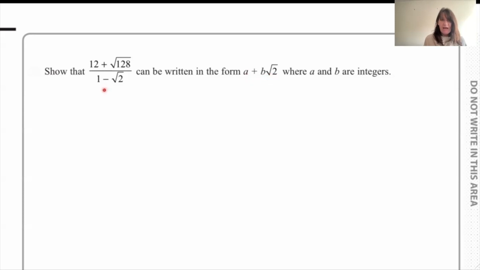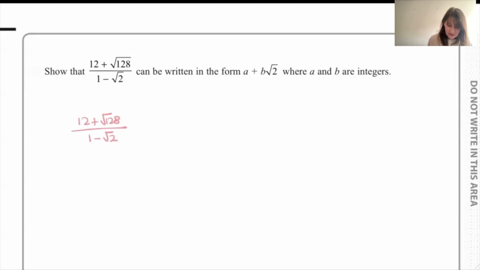So when I look over here, there are two things that stand out. First of all, I have root 2, which is great, but I don't have it here. I also have a surd as part of my denominator, and we can't have an irrational number. My first thought for this would be, let's sort out and rationalize the denominator. I've got my 12 plus root 128 over 1 minus root 2.